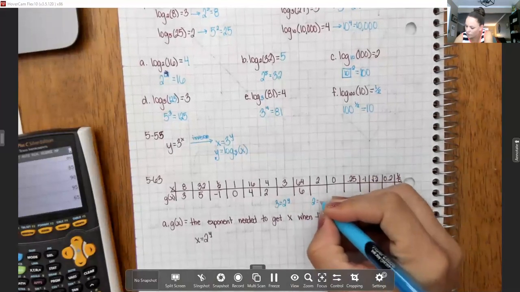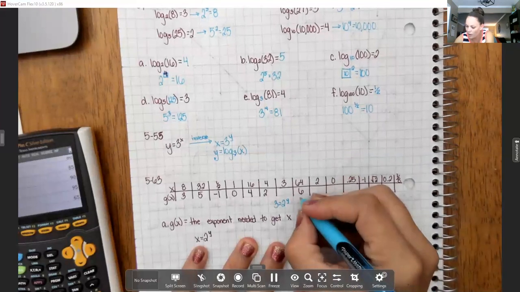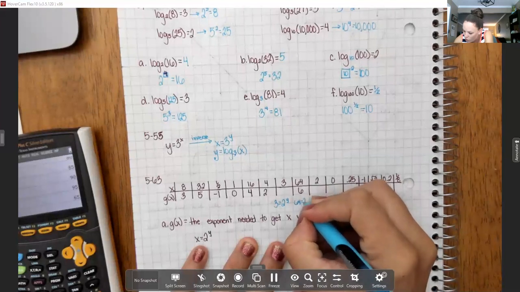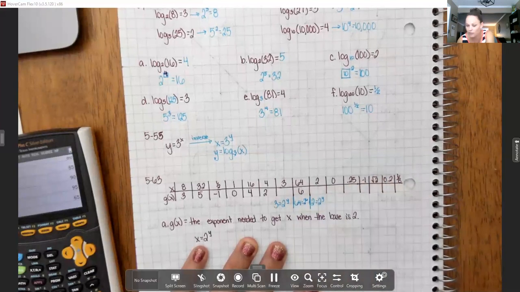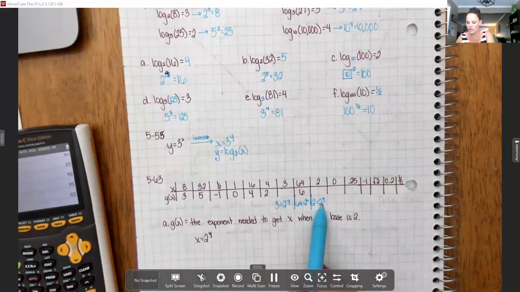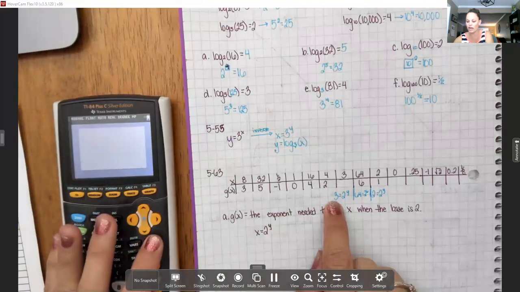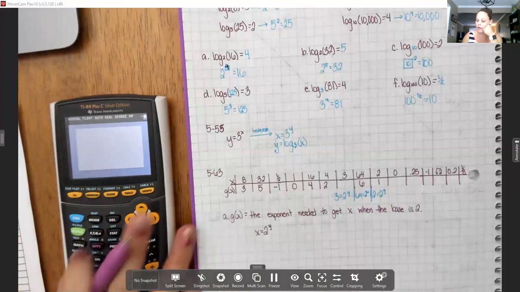2 equals 2 to some power. This one was 64 equals 2 to the power of 6. So again, for this one, it would just be 1. If we wanted to know 3, again, you can just guess and check. Oops. Sorry, I hit the wrong button on my calculator.